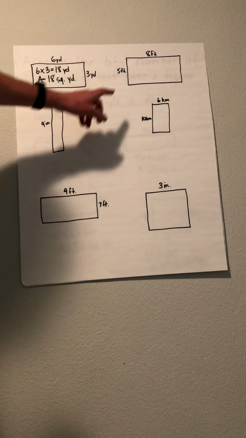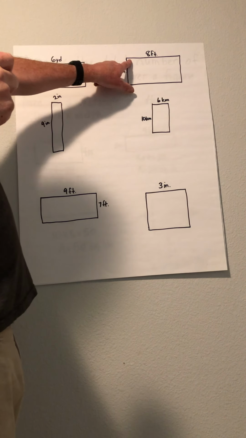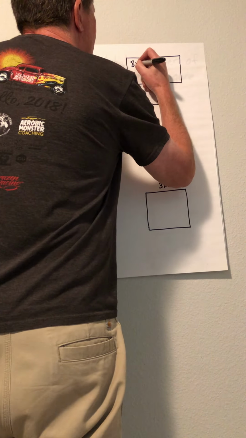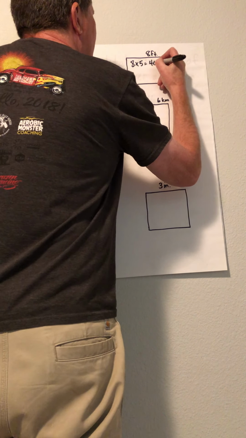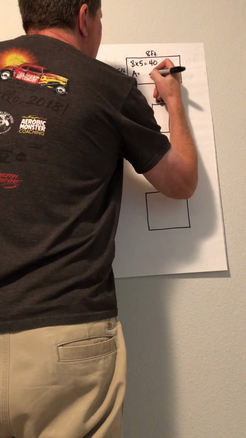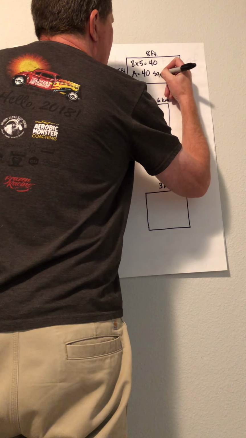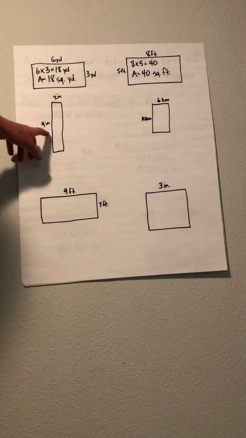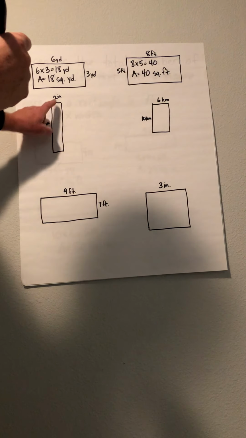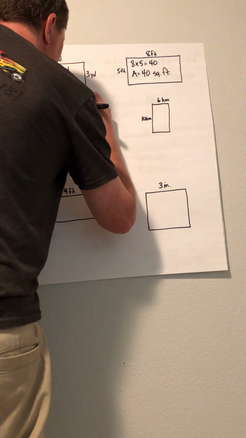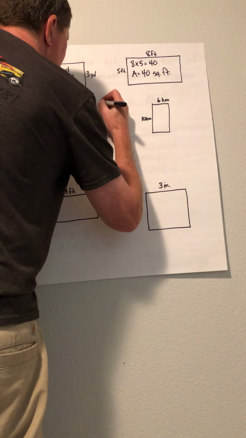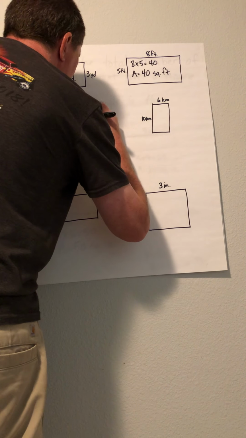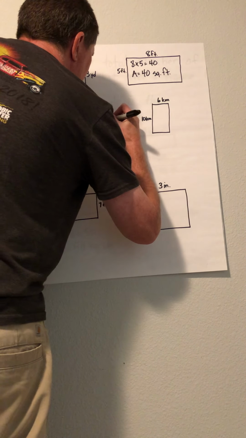Okay? Now, this problem. Width, 8 feet. Length, 5 feet. So, 8 times 5 equals 40. So the area equals 40 square feet. Okay? Problem number 3. Length is 9, width is 2. So 9 times 2 equals 18. So the area equals 18 square inches.